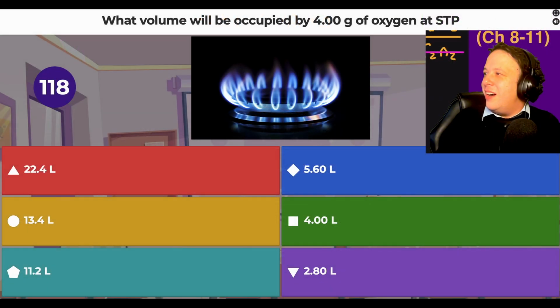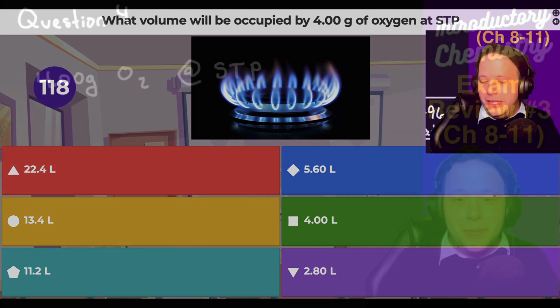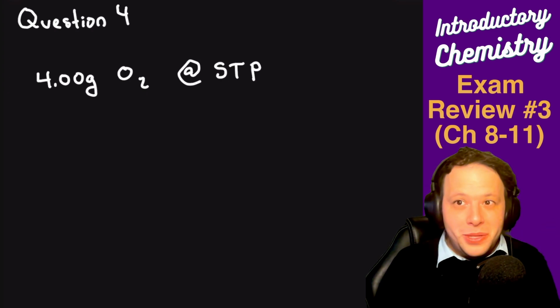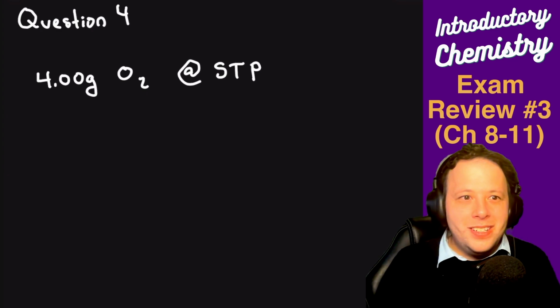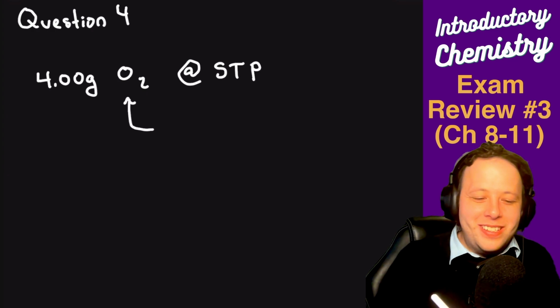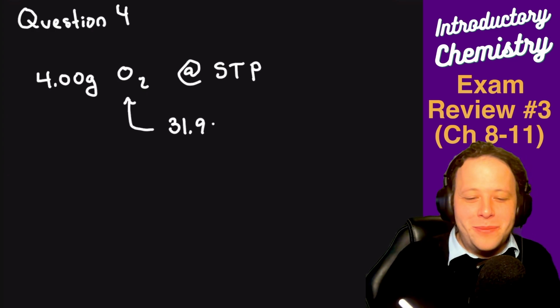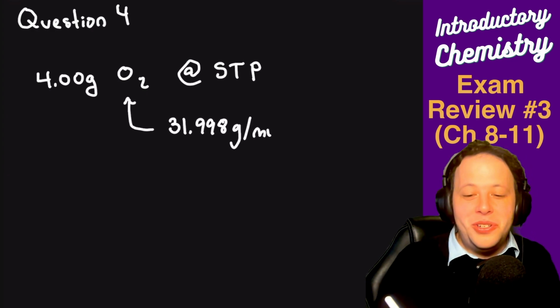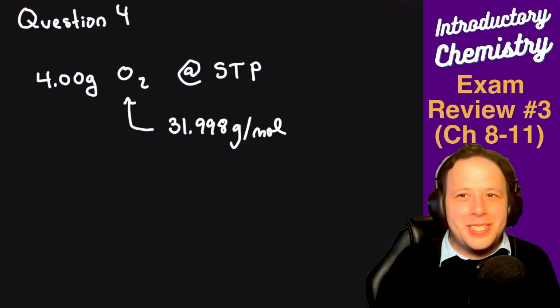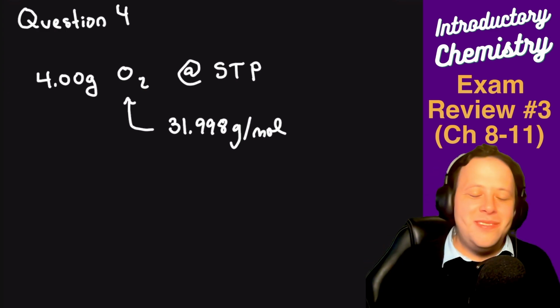What volume will be occupied by 4 grams of oxygen at STP? Well, there's 2 ways to think about it. You can use the ideal gas law. That's the longer way. Oxygen is a diatomic, so you do have to consider that in terms of the molar mass. So it's 15.999 times 2. A lot of people forget that one. Those diatomics are probably one of the biggest mistakes.